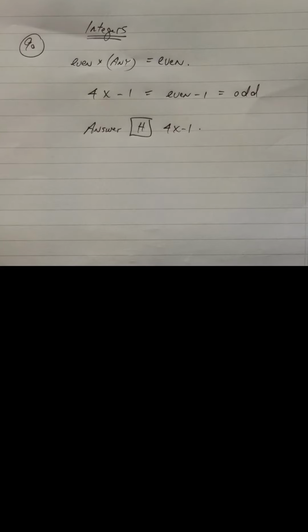Question 90. For integers, we know that any even integer times any other number will result in an even number. Of the choices given, 4x minus 1 will result in an even result, minus 1, which will give us always an odd number. Therefore, the correct answer is H, 4x minus 1.